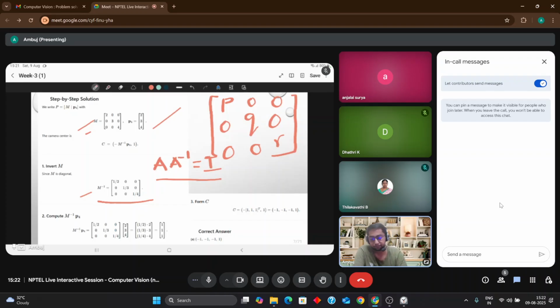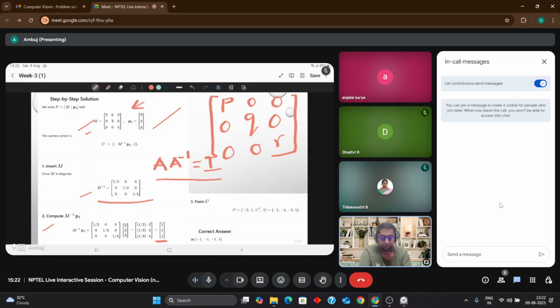Okay, that is the thing. Now you try to compute M inverse P4. P4 I have already separated from here. Now you try to multiply, and you will get this particular thing. Matrix multiplication you must already be knowing; we do row by column.